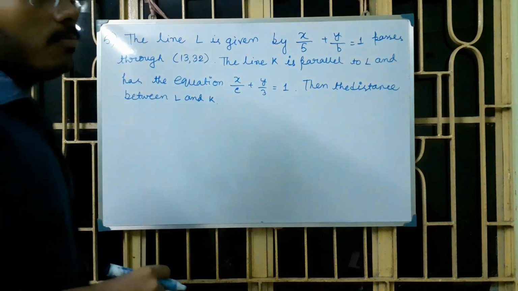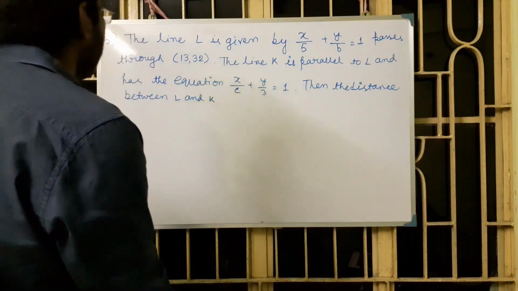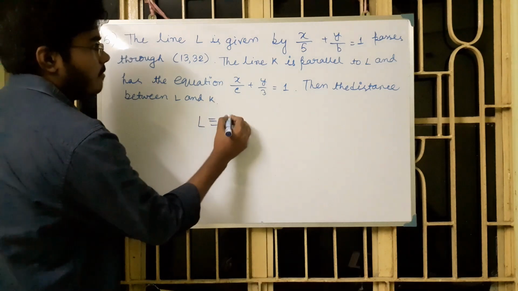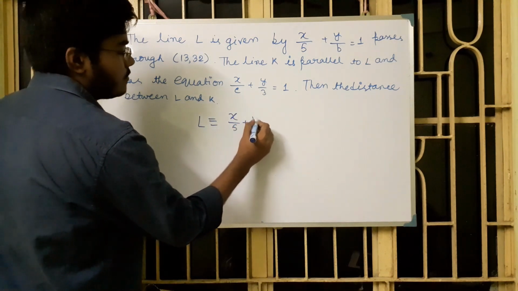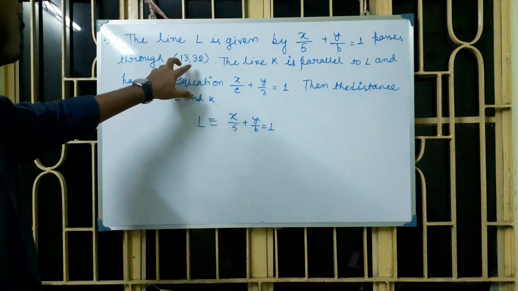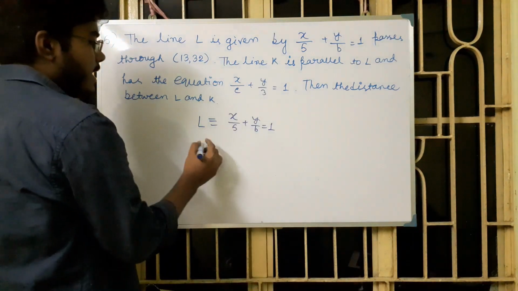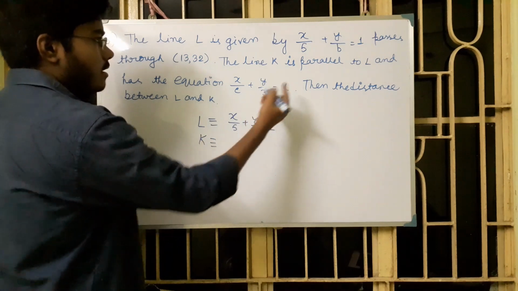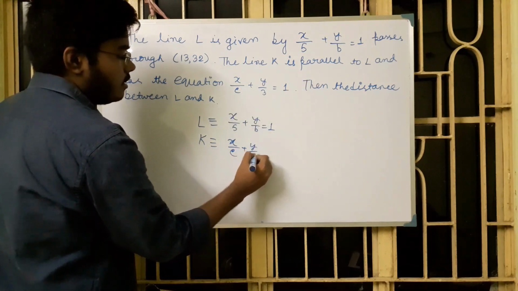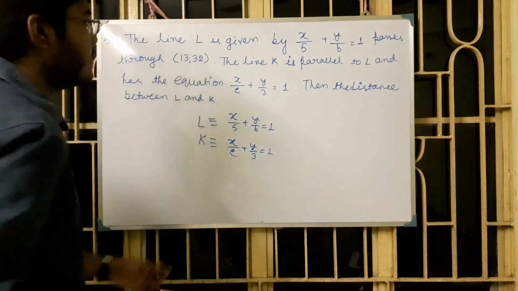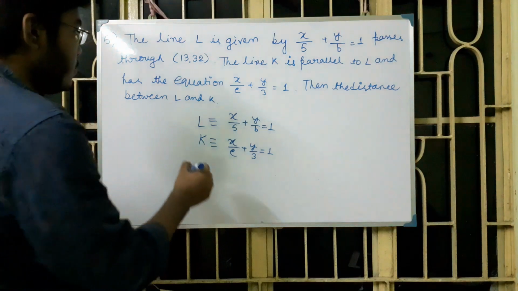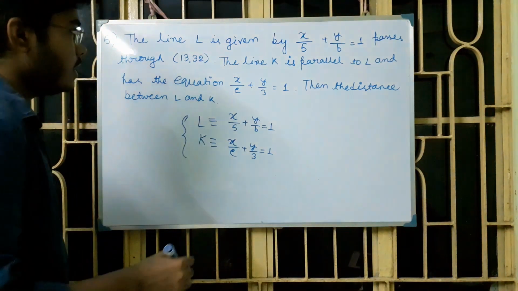The next problem of the session: the line L is given by x by 5 plus y by b equal to 1. This line passes through (13, 32), and the line K is given by x by c plus y by 3 equal to 1, and this K is parallel to L. Then find the distance between L and K.